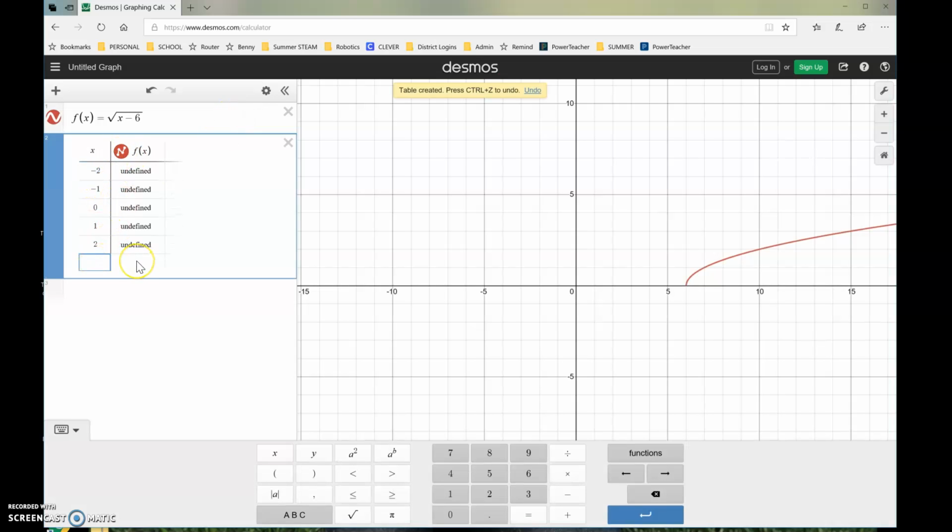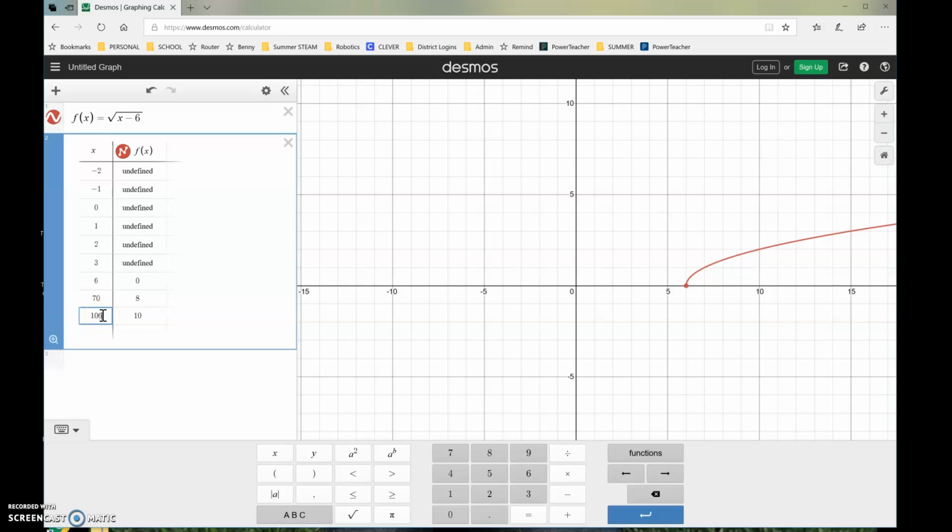Then if it asks you, what's the value of the function if x is 3? You can type in 3. You can type in 6. You can type in 70. You can type in 106. You can type in any x value it asks you for, and it will give you those y values. It'll do the math for you so that you can fill in that table on Aleks and not have to worry about having made a mistake. So Desmos has tons of capabilities here that are really helpful.